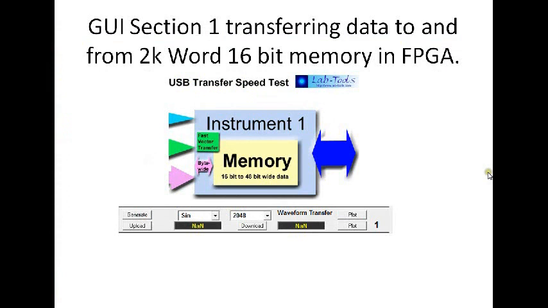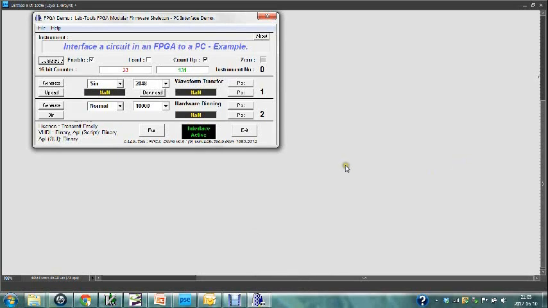Instrument 1 contains a 2 kiloword block of 16-bit memory in the Field Programmable Gate Array. This is used to demonstrate transferring data at full USB 2 rates between the PC and the Field Programmable Gate Array. We will now use the graphical user interface to interact with instrument 1 in the gate array. This allows us to transfer data to and from a block of 2 kiloword 16-bit memory.